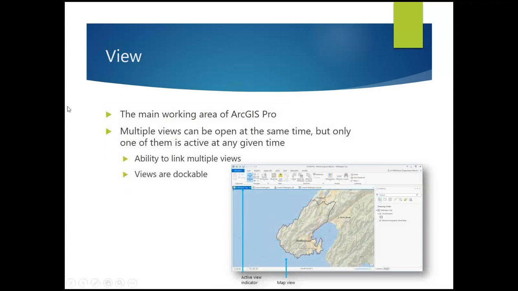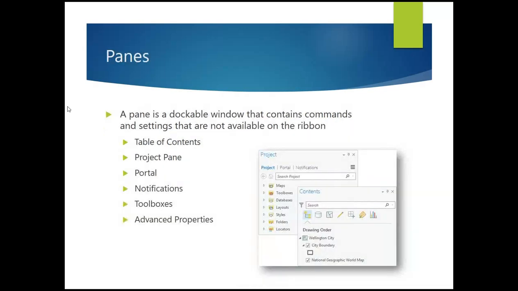The view is essentially the main working area of ArcGIS Pro. Multiple views can be open at the same time, but only one of them is active at any given time. You do have the ability to link multiple views, and views are dockable. So in this case, if you wanted to have a 2D view open and a 3D view open, you can have them open side by side, and you can also link them. So if you pan in one view, it will move to that location in the other view. Next, we'll take a look at the final component, the pane.